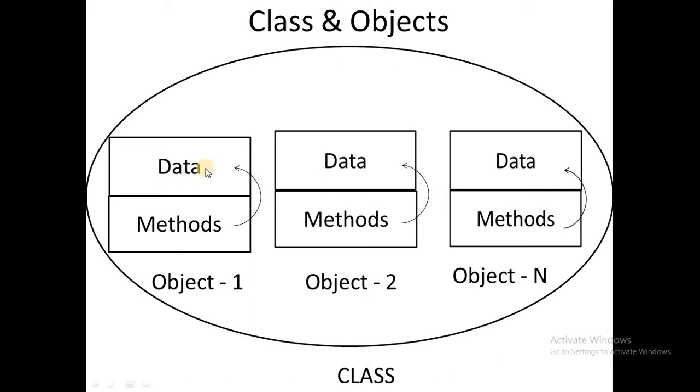If you consider object number one, this data is the properties of this object. This data means the features of object 1. Methods means what are the operations that can be performed by this object. This is a method. So this is a pictorial representation of class and objects.